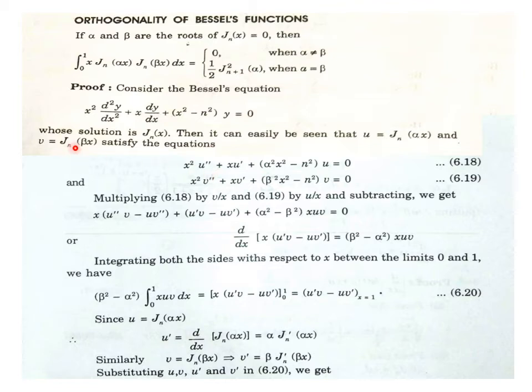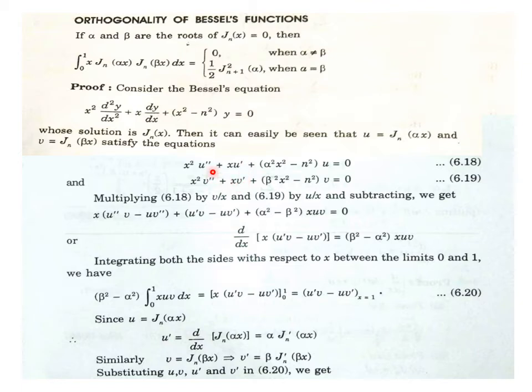Means Jn(αx) will satisfy equation 6.18, which looks similar to Bessel's equation, and Jn(βx) will satisfy equation 6.19. You can see the difference of alpha and beta in these two equations also. How is it possible? You can easily check that.